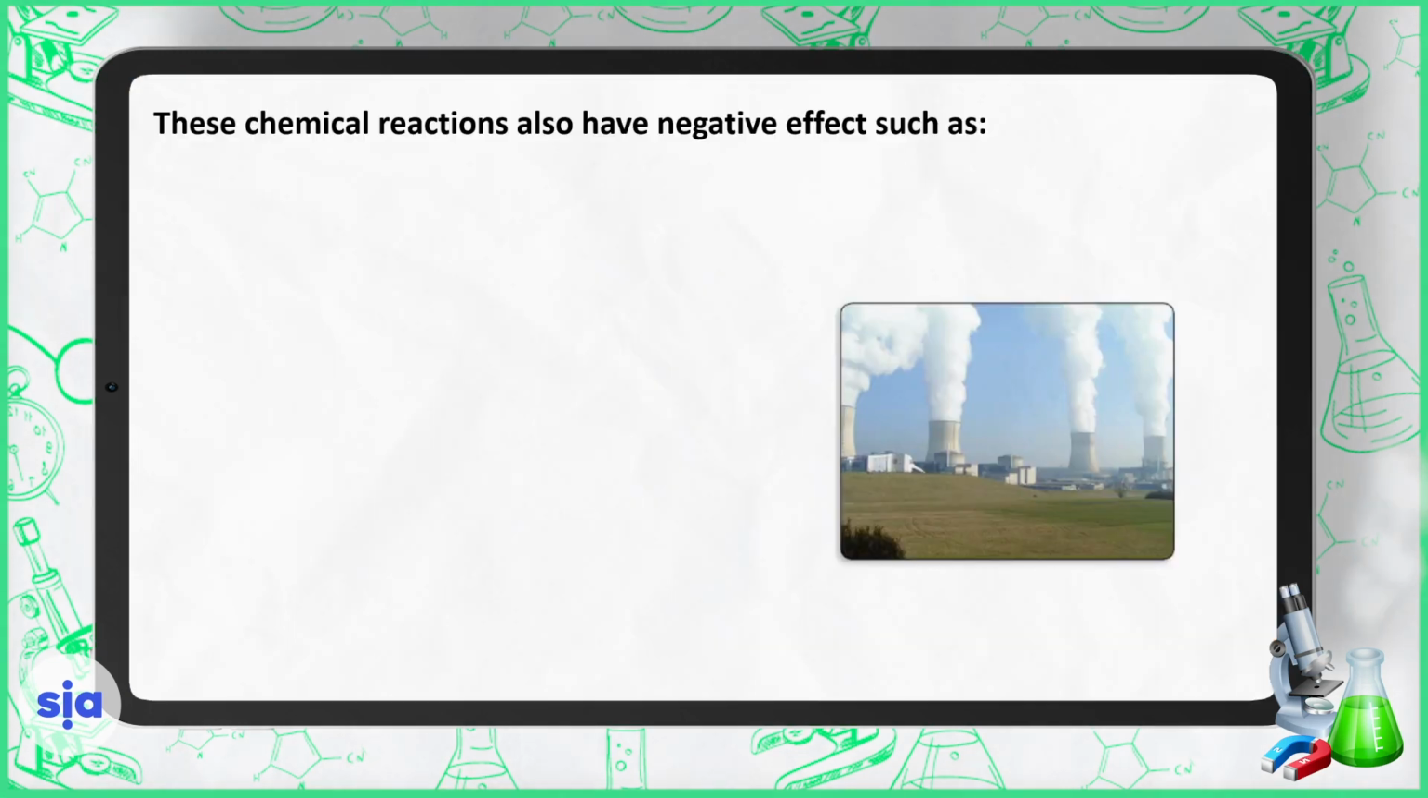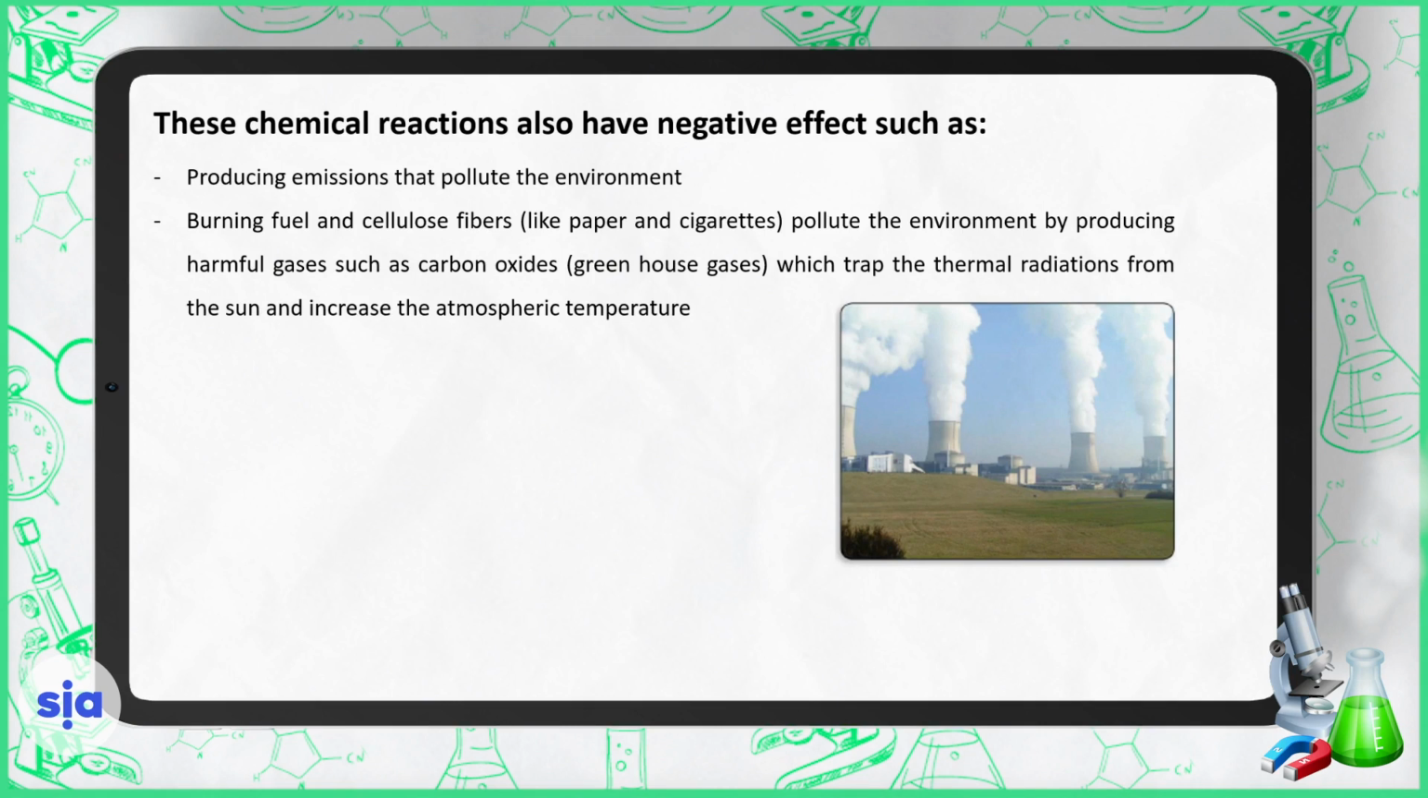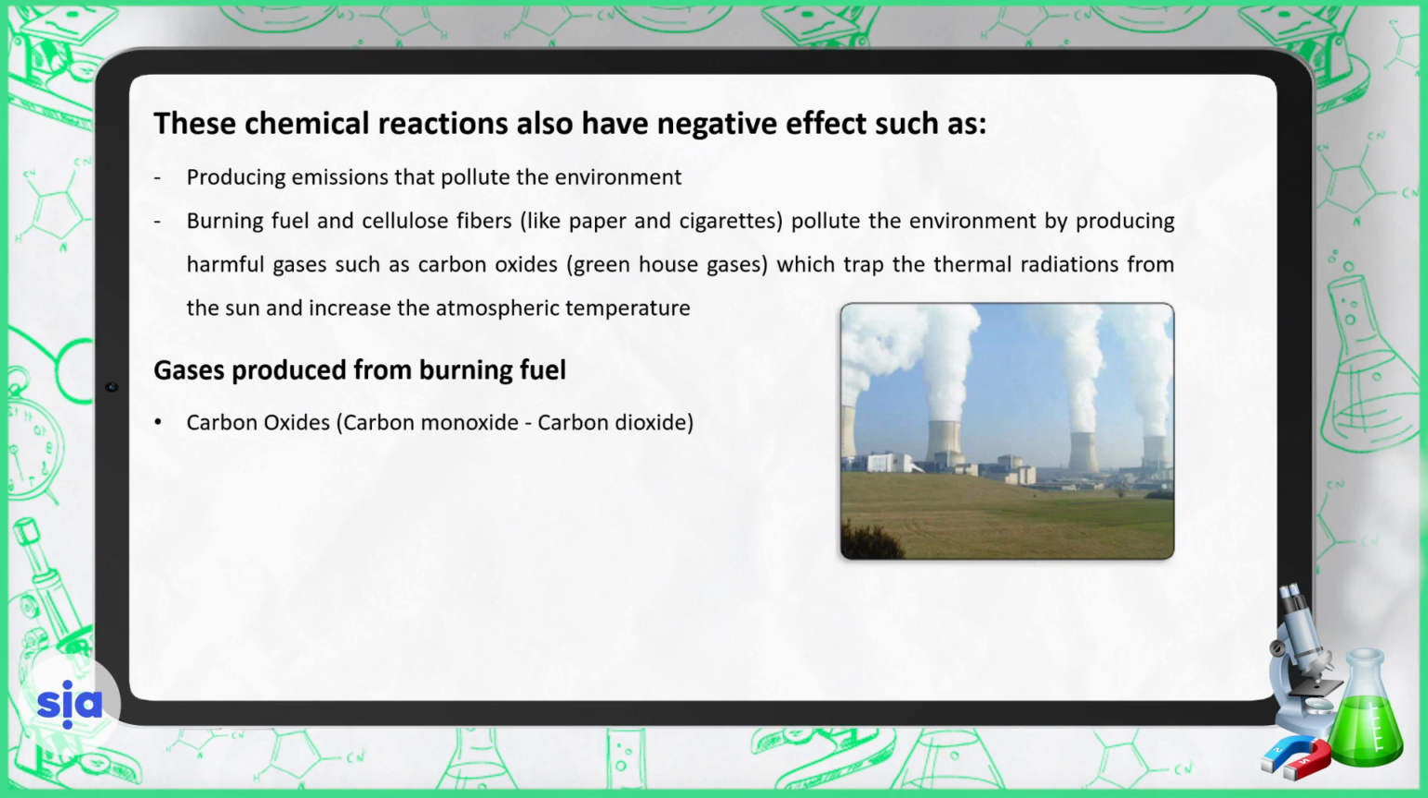Let's see together. Yes, these chemical reactions also have negative effects, such as producing emissions that pollute the environment. Burning fuel and cellulose fibers, like paper and cigarettes, pollutes the environment by producing harmful gases, such as carbon oxides. These carbon oxides are greenhouse gases, which trap the thermal radiation from the sun and increase the atmospheric temperature. Gases produced from burning fuel are the carbon oxides, like carbon monoxide and carbon dioxide, sulfur oxides, like sulfur dioxide and sulfur trioxide, and nitrogen oxides.